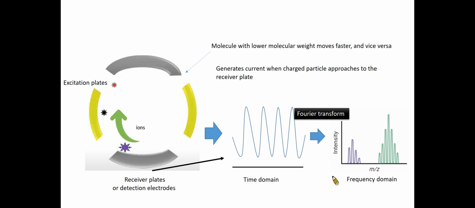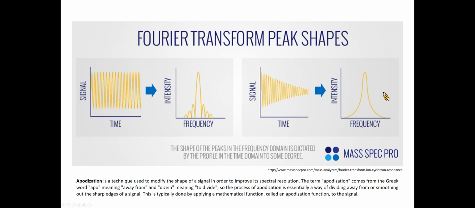to as a transient. Although the transient is collected in the time domain, it must be converted to the frequency domain in order to create a mass spectrum. This conversion to the frequency domain is done via the Fourier transform. Since the Fourier transform process converts the transient to frequency, which is in turn inversely proportional to mass-to-charge ratio, the end result is a mass spectrum.